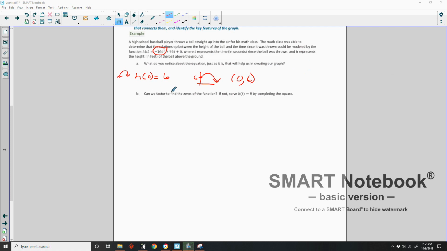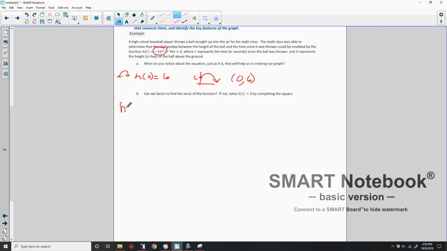Okay, now it says, can we factor to find the zeros of the function? If not, solve h of t equals 0 by completing the square. Since we already completed the square, and the zeros are irrational and more difficult to work with, we can easily find the vertex using the completed square form. I'm not going to do it again. It was done on page 1.